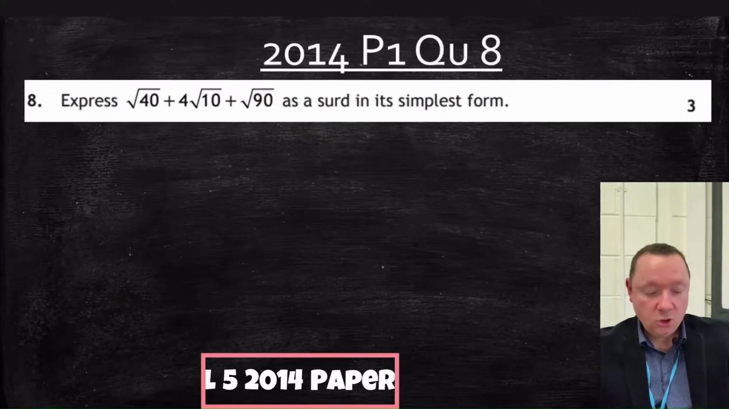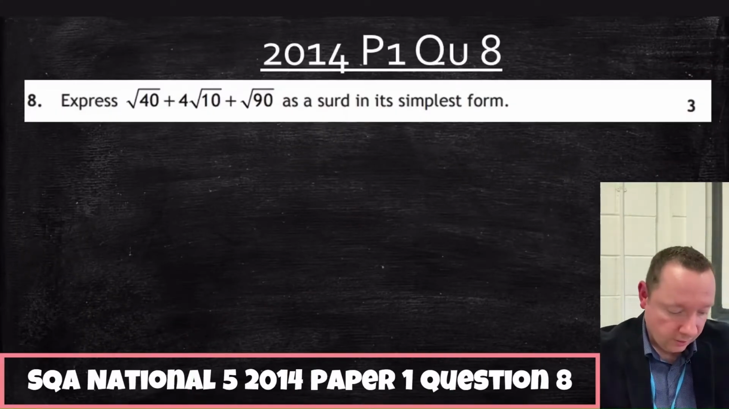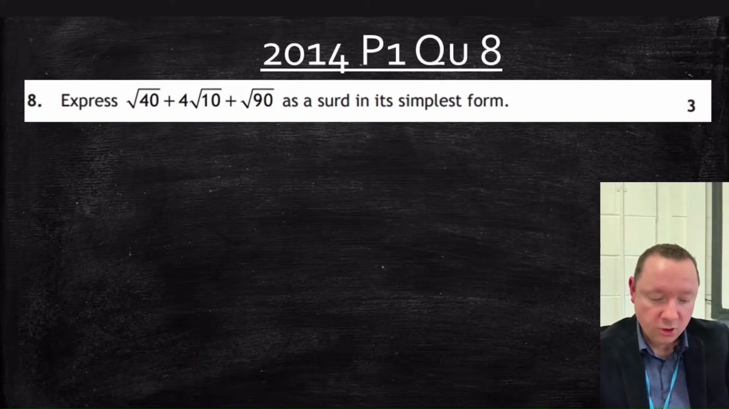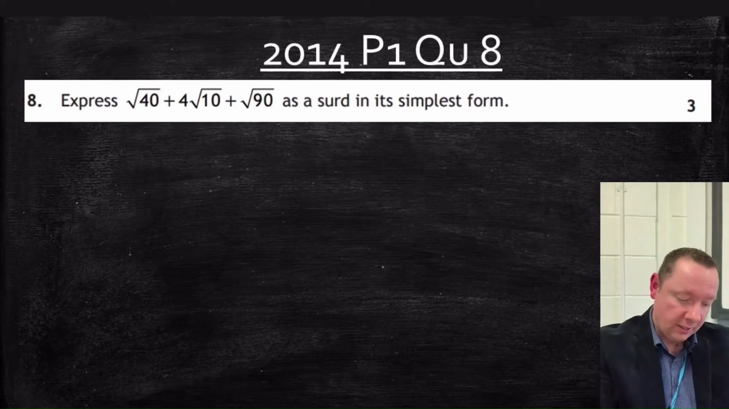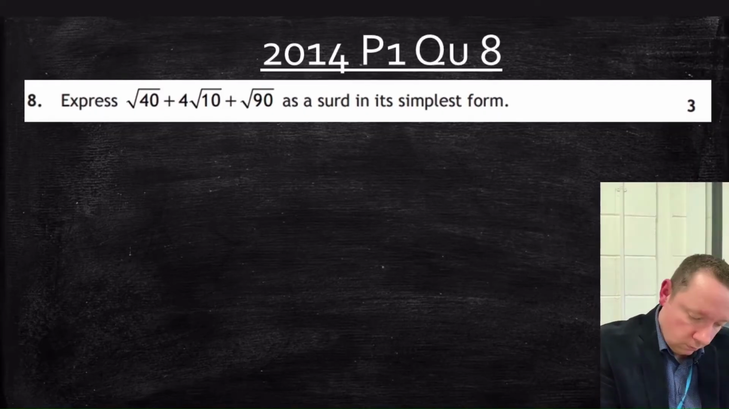Start past paper question 2014, paper 1, question 8. Root 40 plus 4 root 10 plus root 90 as a surd in its simplest form. Can't add them until we're all simplified. So let's start with root 40.